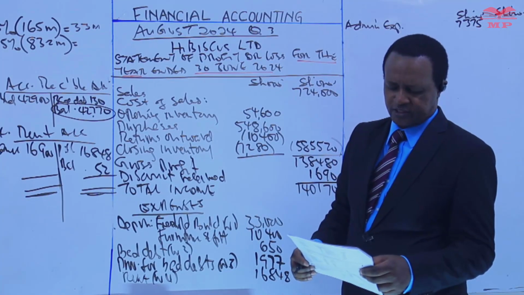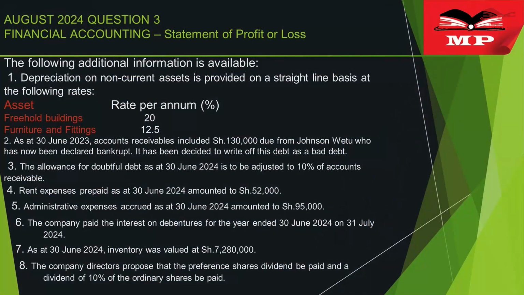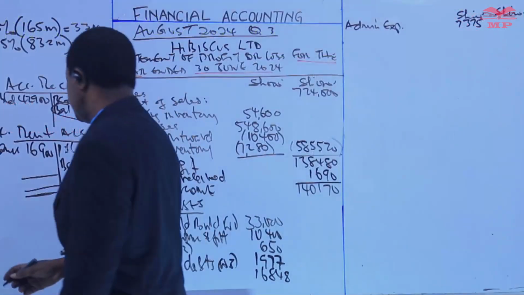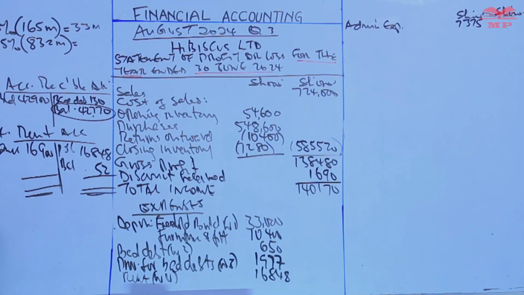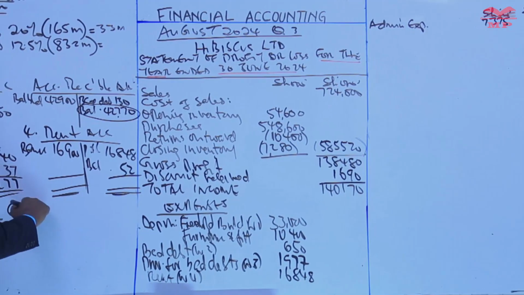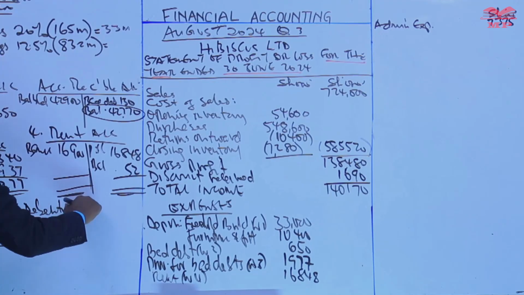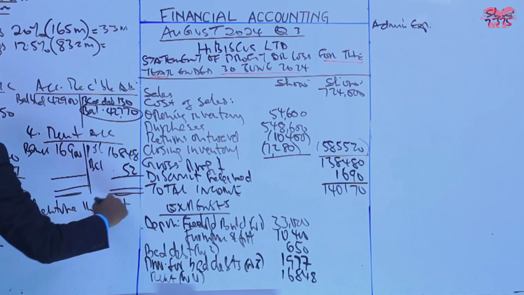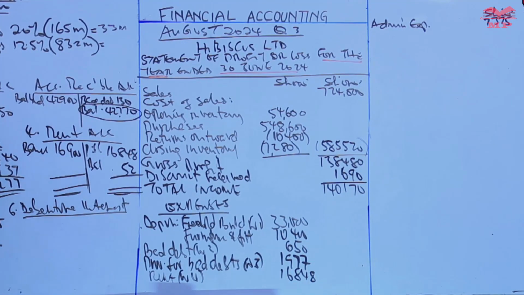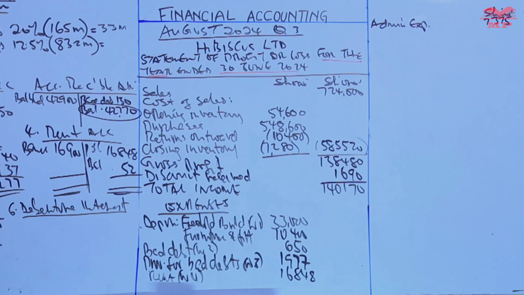Note number 6. The company paid the interest on debentures for the year ended 30th June 2024. So we need a working for debenture interest. This is working number 6. Debenture interest. So what is the rate of interest?